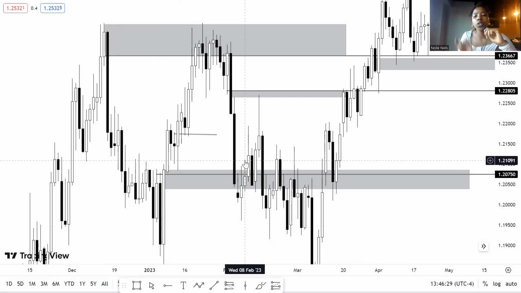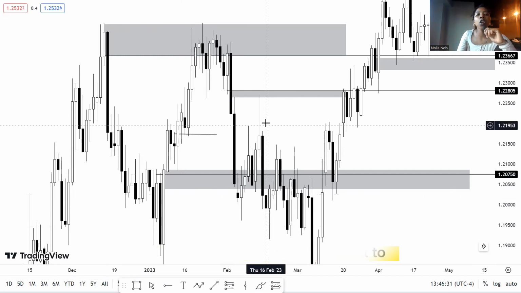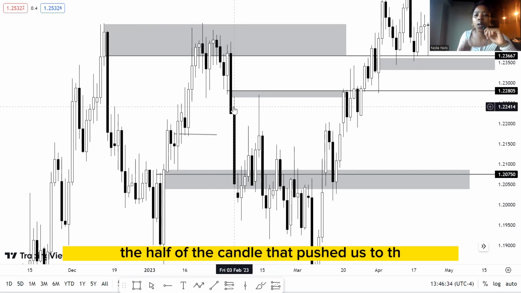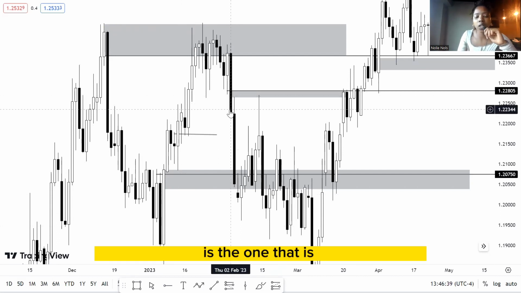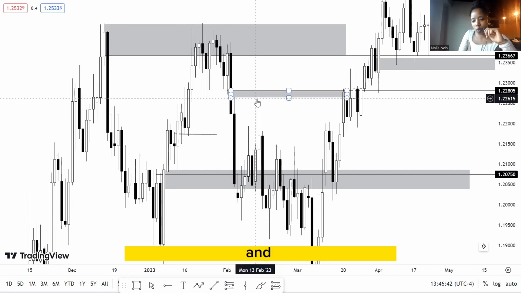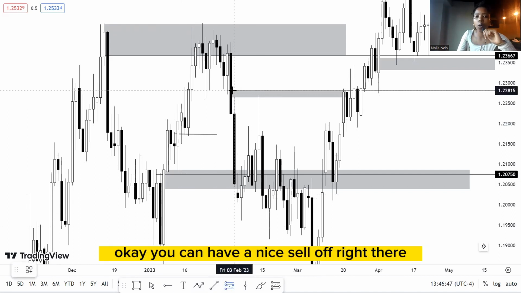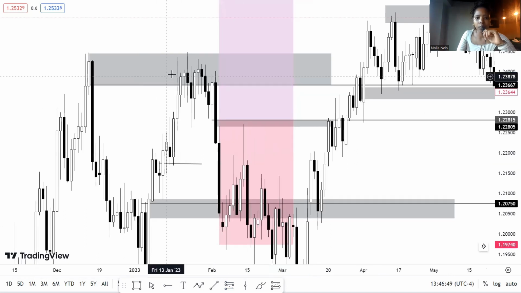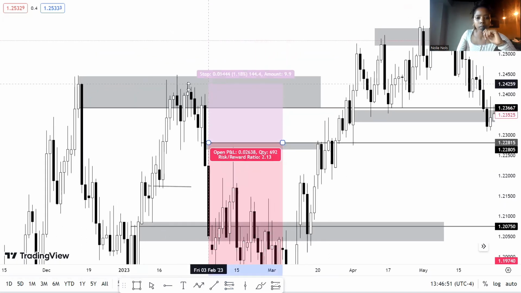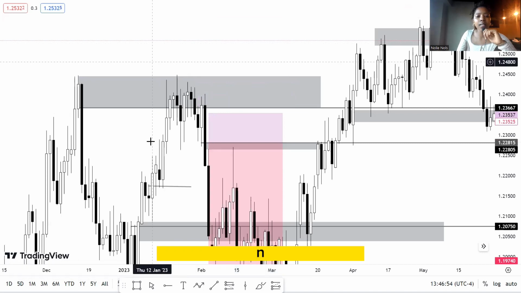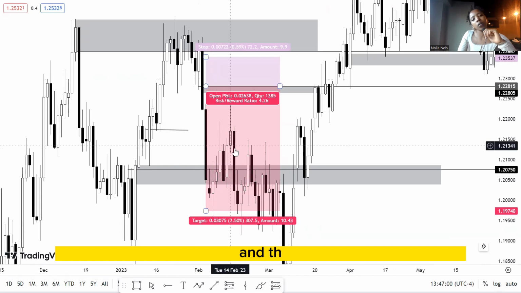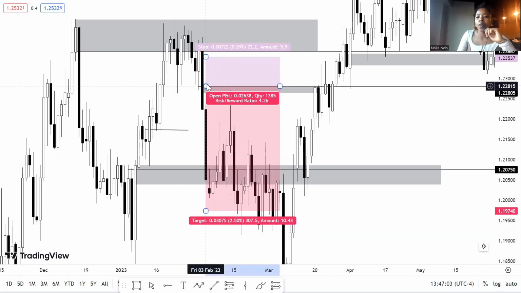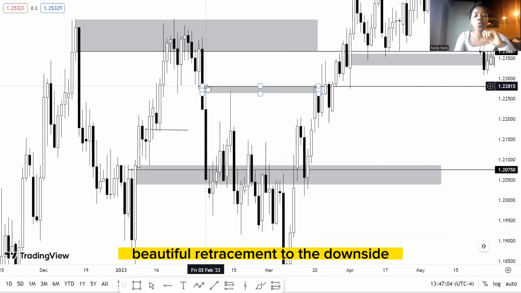But if you are not confident, you can just wait for a retracement to the half of the candle that pushed us to the downside. This aggressive candle is the one that is pushing us to the downside. And then you can have a nice sell off. Okay, you can have a nice sell off right there. And then as you can see right there, we have a nice, beautiful retracement to the downside.